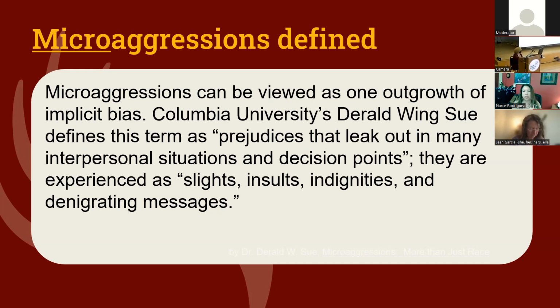These microaggressions really can be viewed as an outgrowth of implicit bias. Jean and I have done a lot of presentations, and we had a big aha moment as we were preparing curriculum: wait a minute, microaggressions are really an outgrowth of implicit bias. They're literally connected at the hip. Doing some research, we found that Columbia University's Derald Wing Sue defines this term as prejudice, right? So going back, stereotype, prejudice, discrimination, that leaks into many interpersonal situations and decision points that we encounter with each other as human beings. They can be experienced as slights or insults or indignities and denigrating messages. Some of you might be thinking, yeah, that just happened this morning, or that happened last week. So I just wanted to lay the foundation for the rest of the presentation.